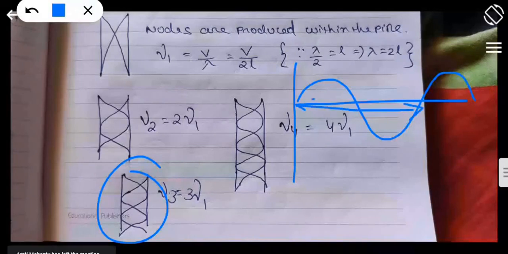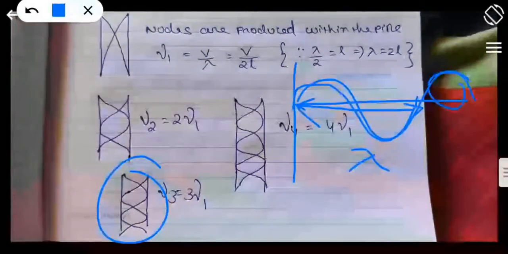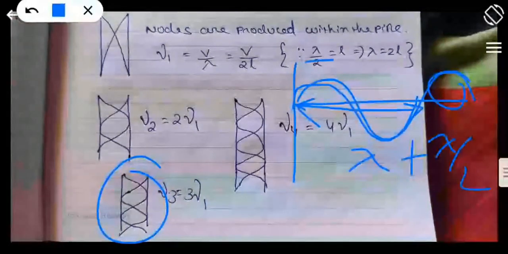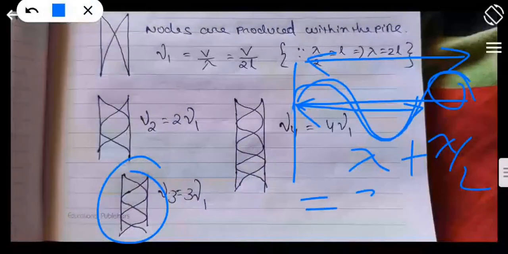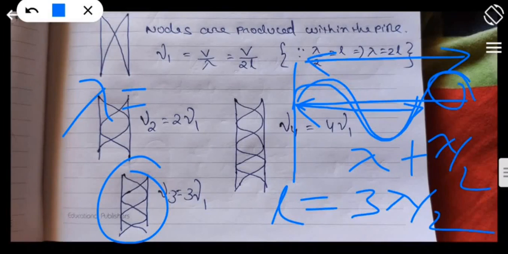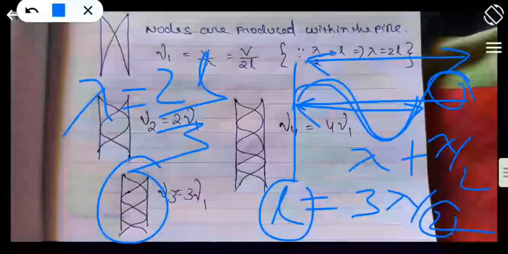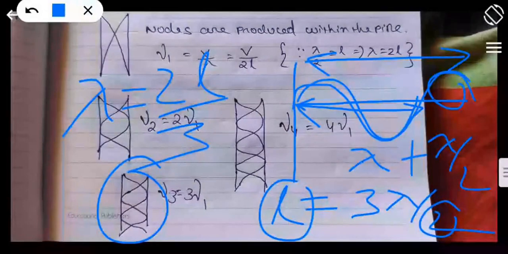So in this case, how many things are there? This to this is known as full lambda. This to this full wave is a full lambda, and this half one is lambda by 2. So what is the full length traveled? It is 3 lambda by 2, same as that of a string. So L is equal to 3 lambda by 2. So lambda is equal to, this 2 will be multiplied with this, 2L by 3. So lambda is equal to 2L by 3.